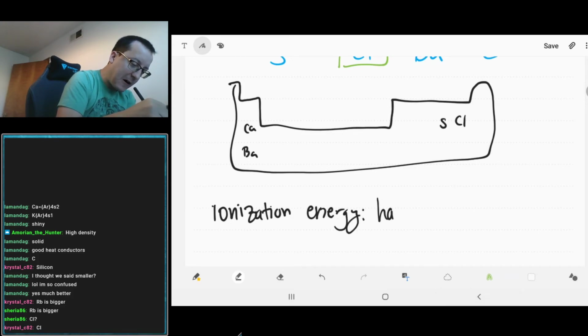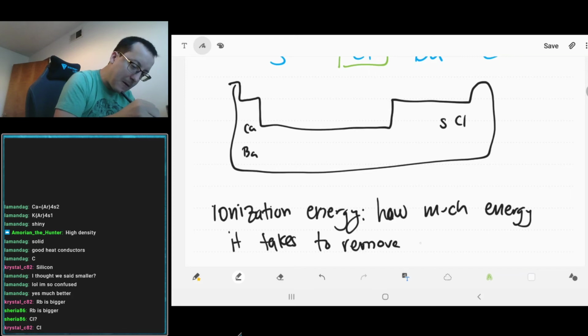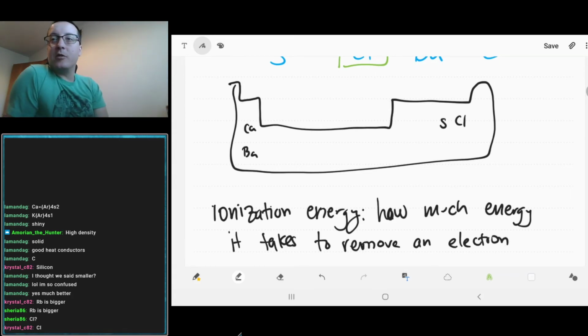That is how much energy it takes to remove an electron from an atom.